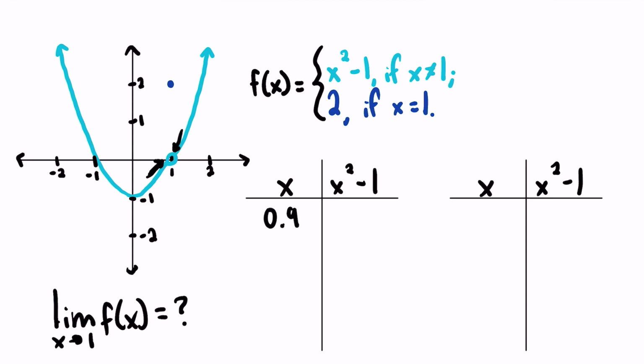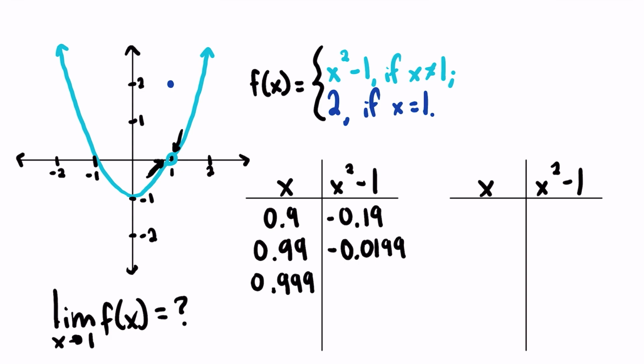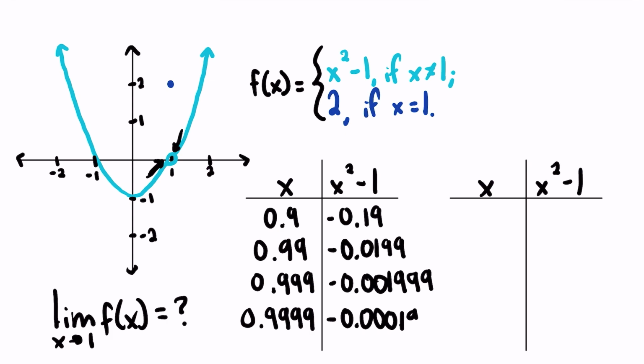So let's try 0.9. That gets us negative 0.19. And then 0.99, we get negative 0.0199. Then 0.999, we get negative 0.001999. And then finally 0.9999, negative 0.00019999. So clearly from the left-hand side, as we get closer to 1, the function is approaching the value 0.